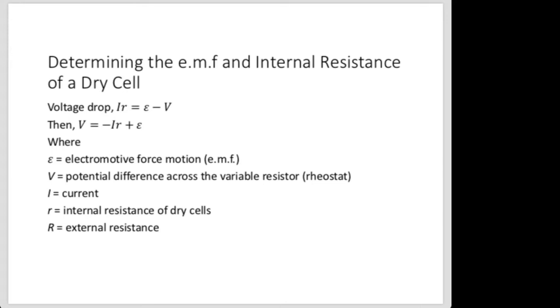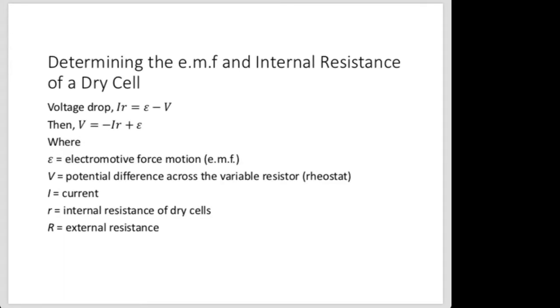So yeah, E equals electromotive force, V equals potential difference across the variable resistor. It doesn't necessarily have to be a variable resistor. It can be any type of resistor. Okay, I being the current, r being internal resistance of the dry cell, and R being external resistance. Okay, so there are two formulas here. The first one is this one, Ir equals E minus V. So we're only talking about the internal resistance here.